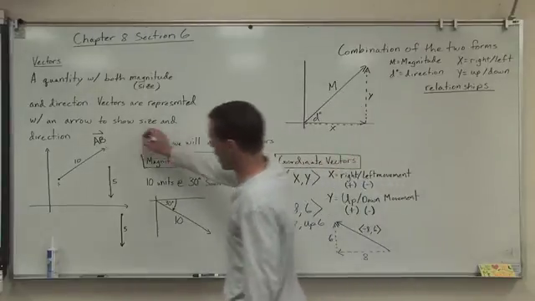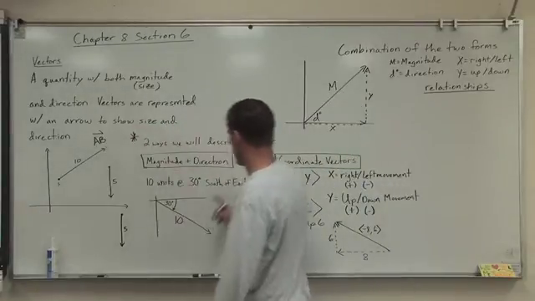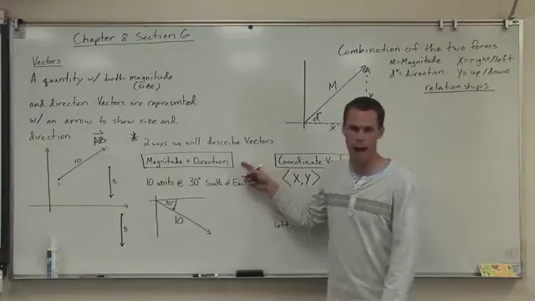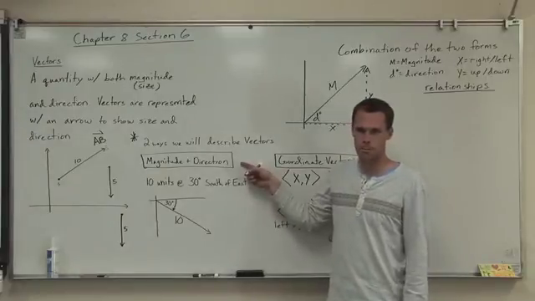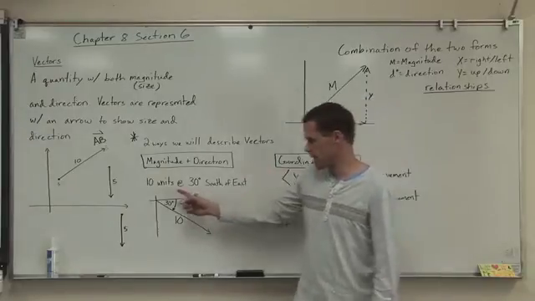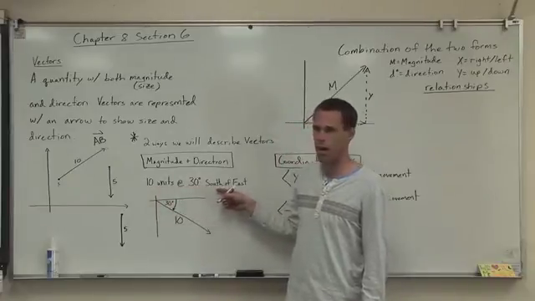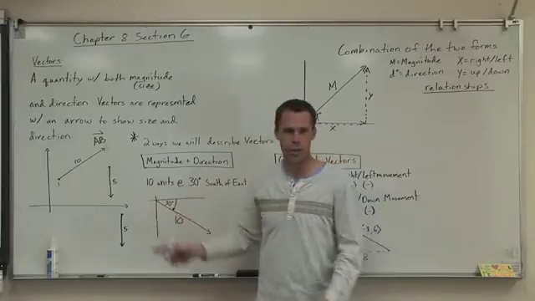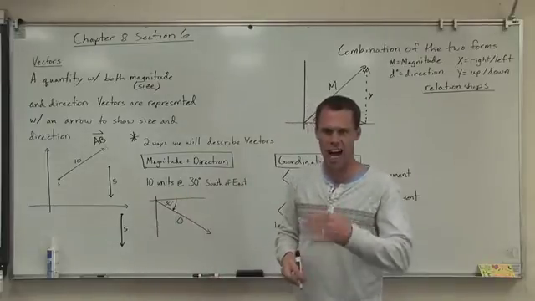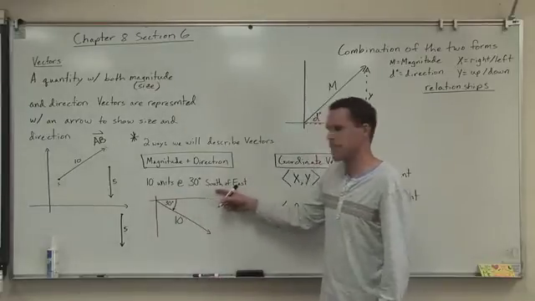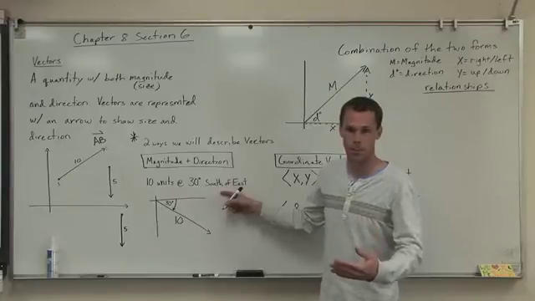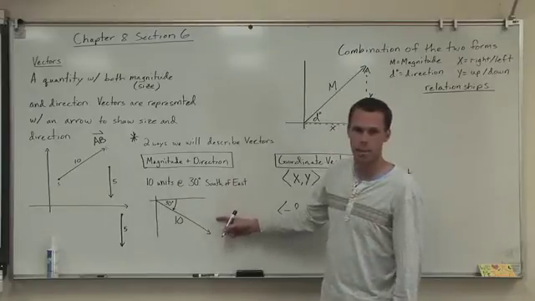Now, there are going to be two ways that we describe vectors. One, we're going to describe them with their magnitude and direction. An example of that would be to say 10 units at 30 degrees south of east. So 10 units, that's our magnitude, that's our size. 30 degrees south of east, there's our direction. Here is a picture of it.